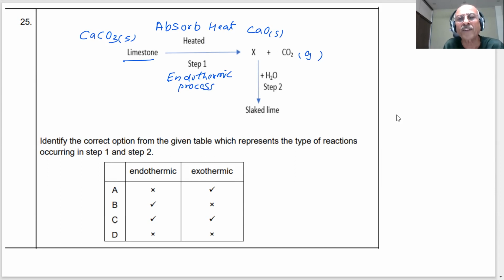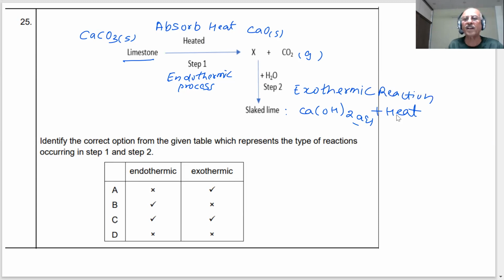And when you react X with water, students, you know what is the formula of slaked lime? Calcium hydroxide, aqueous, plus a lot of heat is liberated. And this is an example of exothermic reaction. So the first reaction is endothermic, it absorbs heat. The second reaction is exothermic, heat is evolved. Identify the correct option from the given table which represents the type of the reactions occurring.